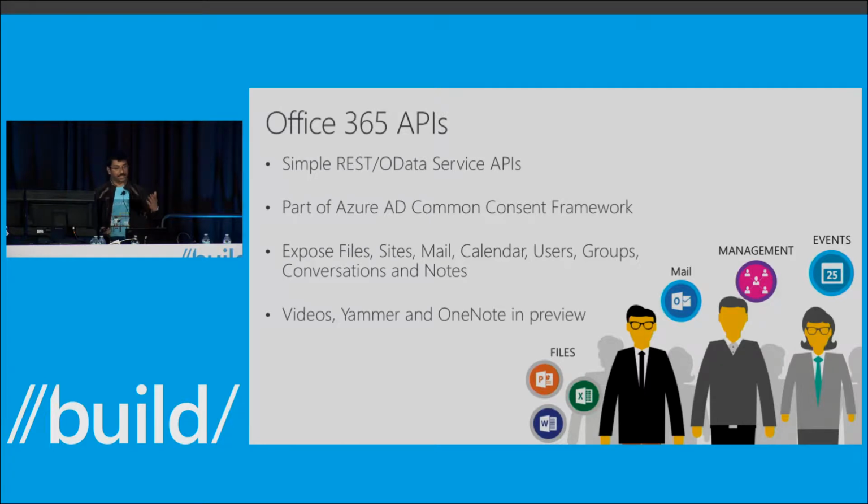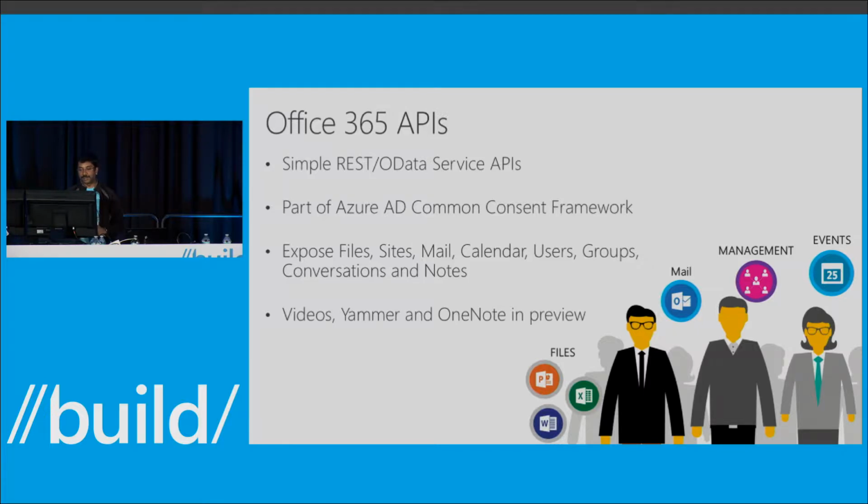So we have files, sites, mail, calendar, users, groups, conversations, notes. The idea here is you don't have to remember where to go for what. We are going to help you with these REST APIs to understand: you want to talk to contacts, let me give you a contact endpoint. You want to talk to files, let me give you a files endpoint. It's going to be as simple as that. And one of the benefits we get here is, since Office 365 is in the cloud and it's backed by Azure AD, the whole set of APIs is part of the Azure AD Common Consent Framework. I will talk about that in a moment.